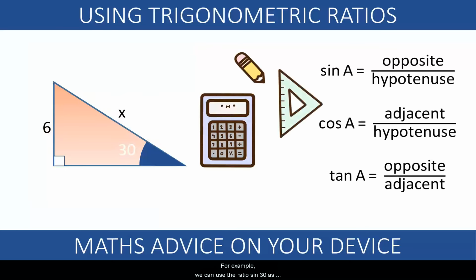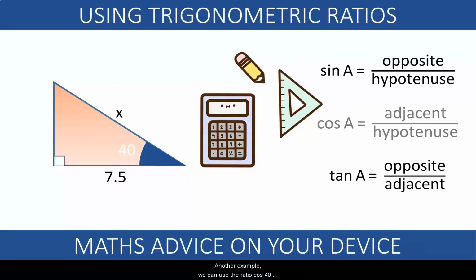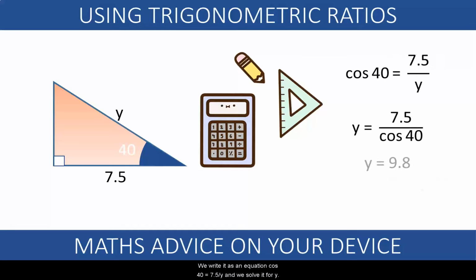For example, we can use the ratio sine of 30 as the opposite 6 over the hypotenuse x. We write this as an equation and we solve for x. Another example, we can use the ratio cosine of 40 as the adjacent 7.5 over the hypotenuse. We write this as an equation and we solve for y.